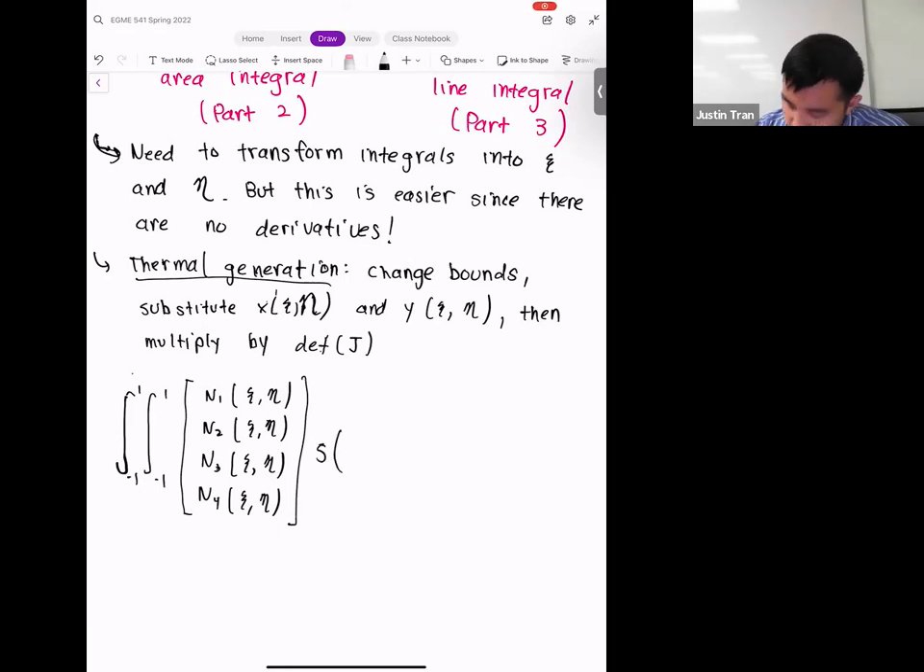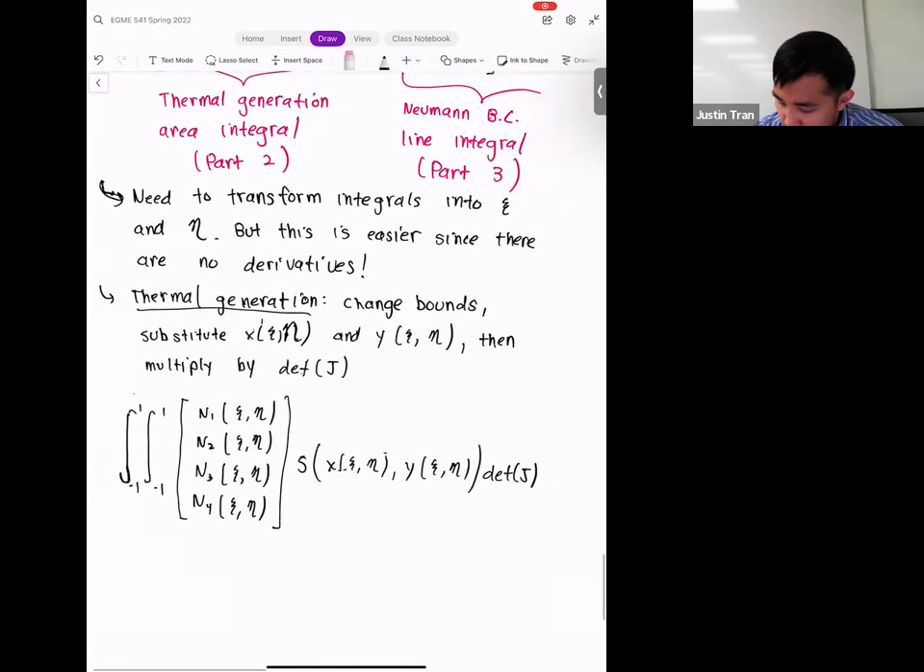And the only other thing is that our thermal generation function here, which is a function of x and y, now will be a thermal generation function of x of epsilon and eta and y of epsilon and eta. And then we multiply by the determinant of the Jacobian. And then our integration variables are, of course, epsilon and eta. And so we sum that up in just one step.